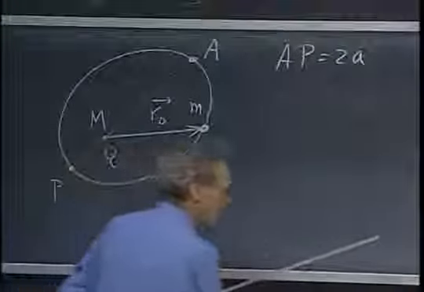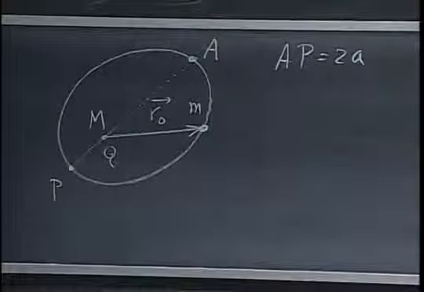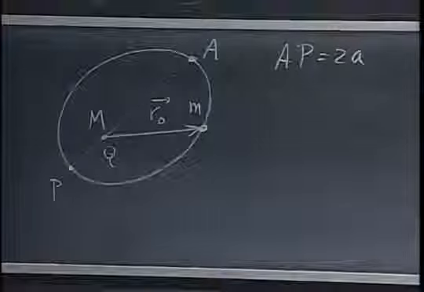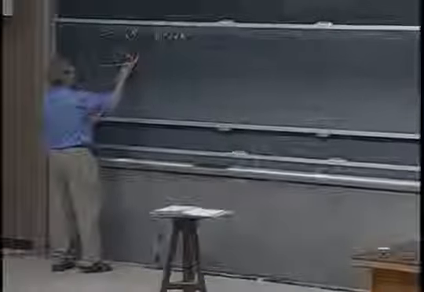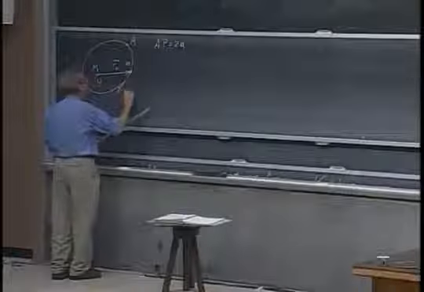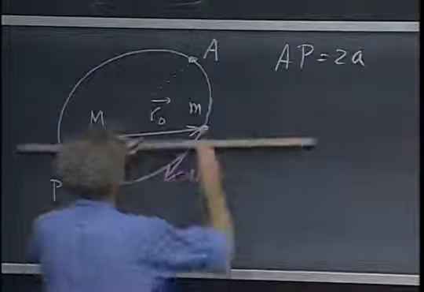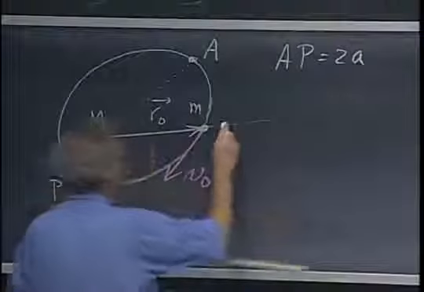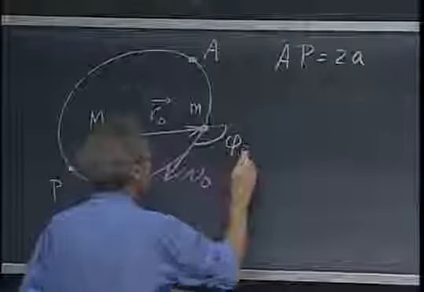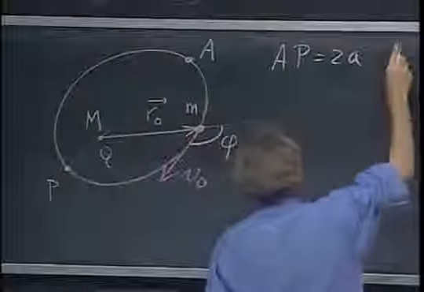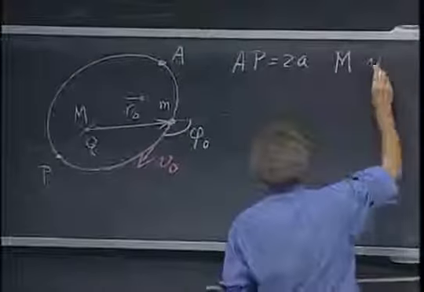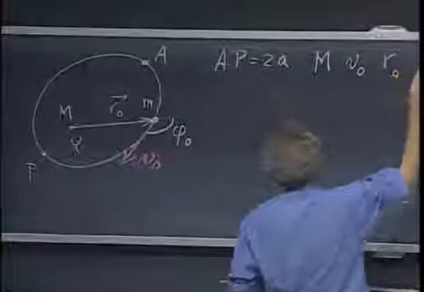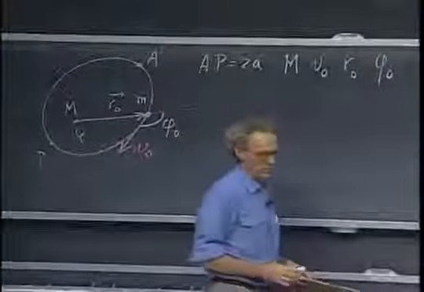And at time 0, when it is there, it has a velocity in that ellipse. Let this be v0. And there is an angle between the position vector and v0. I call that phi 0. So I'm giving you m. I'm giving you v0. I'm giving you r0. I'm giving you phi 0.